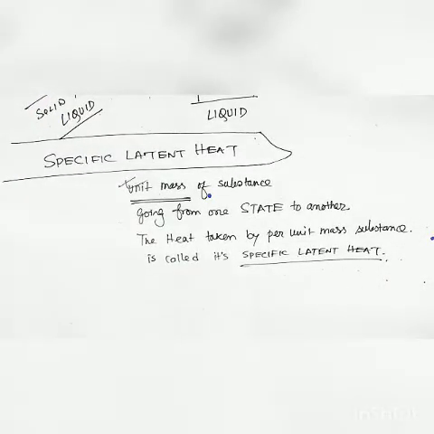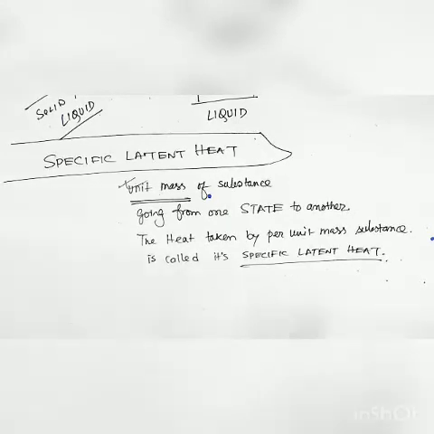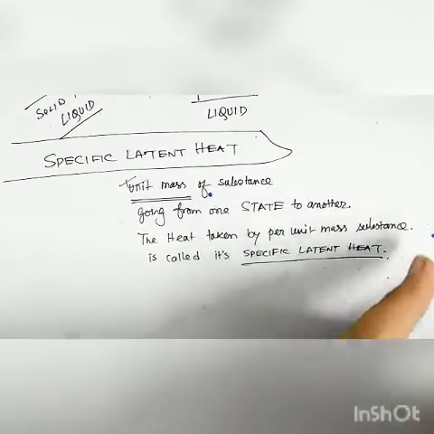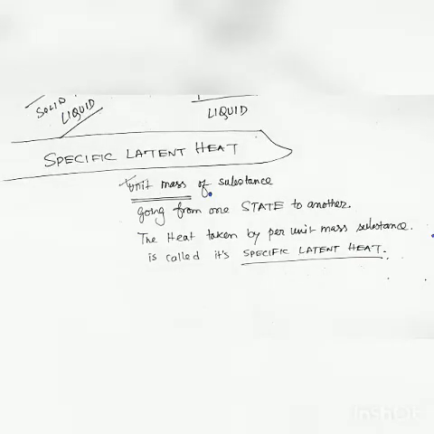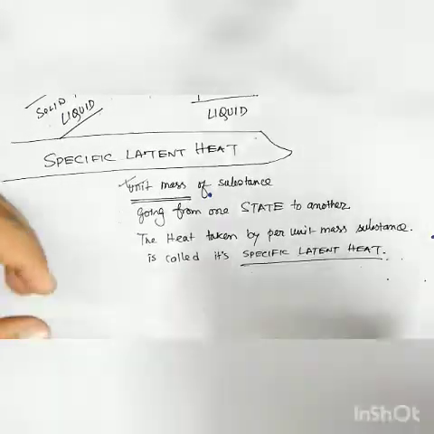For example, you take 1 gram of ice at 0 degree centigrade and you convert it into water at 0 degree centigrade. I mentioned 1 gram because of the unit mass. So this 1 gram of ice will take some amount of heat to convert from the solid state to water. The amount of heat taken is the specific latent heat of that substance, that is, the specific latent heat of ice. How do we measure it?